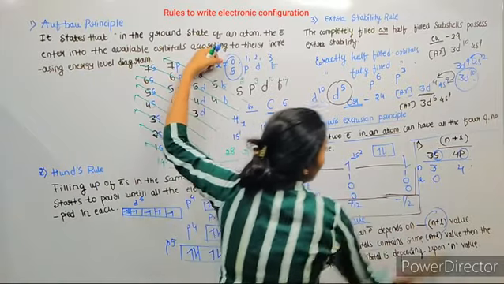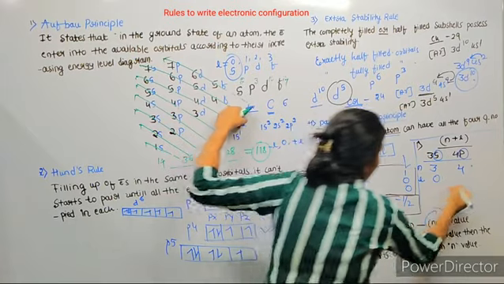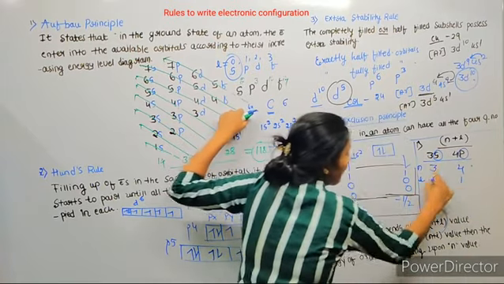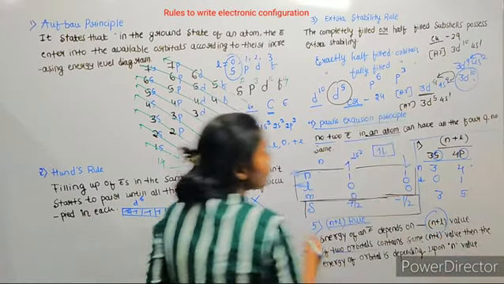And now here 4p. 4p means what is the p value? The p value is only 1. Okay, p value is 1. n plus l: 3 plus 0 is 3. 4 plus 1 is 5.